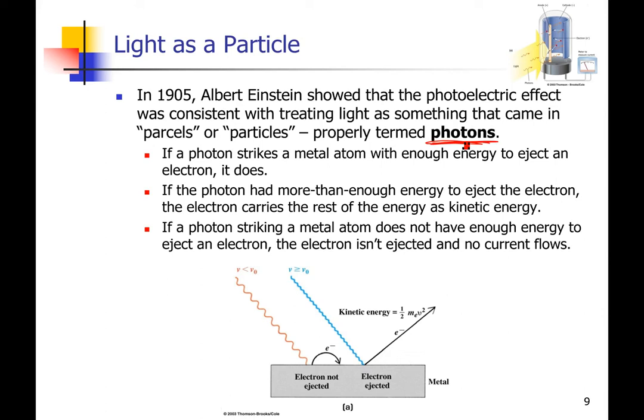And so if a photon of light struck an atom with sufficient energy to eject an electron, then it did so. And if the package of energy did not contain enough energy to eject an electron, then it didn't. The electron was not kicked out. If the photon struck the atom with more energy than was needed, some of that energy was used to kick the electron out, and the rest was carried off with the electron as kinetic energy.